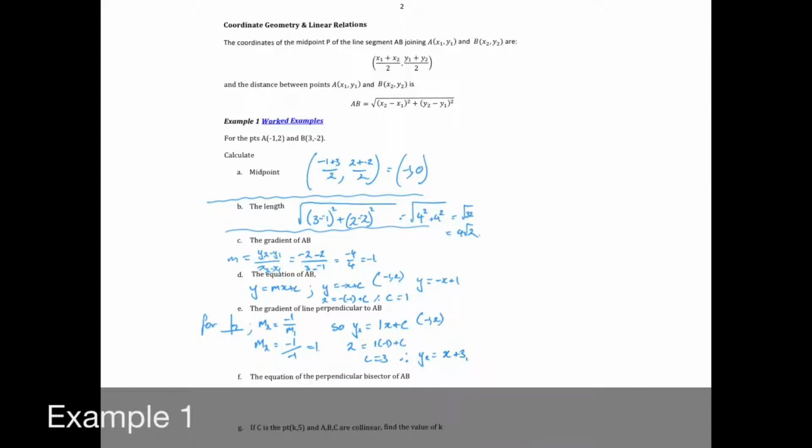Now as it turns out, if I read the question properly, it was only after the gradient, wasn't it? So we could have stopped where the gradient was equal to 1. We didn't need the equation of a line there. Read the question, Mr. Gale.